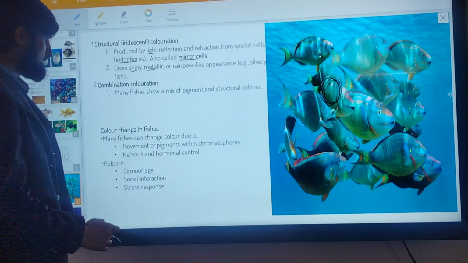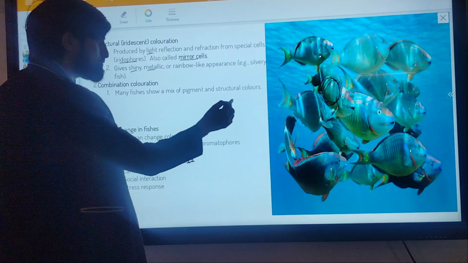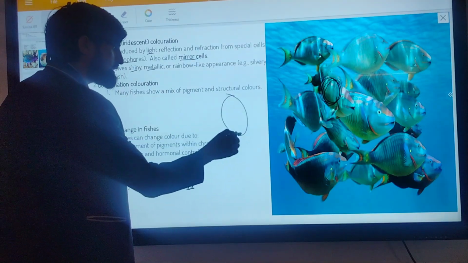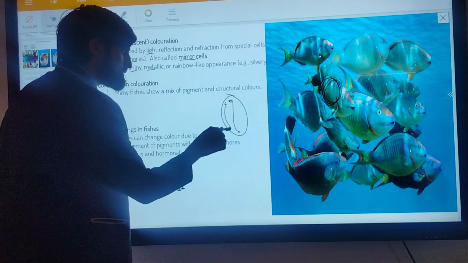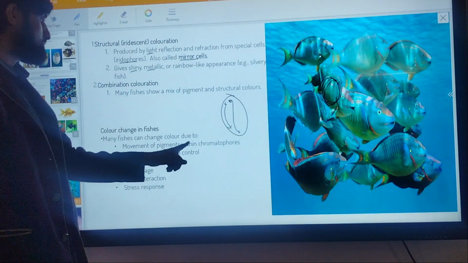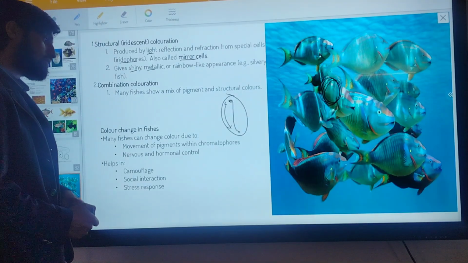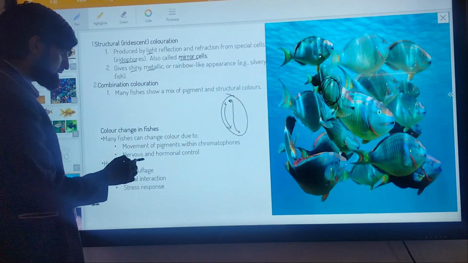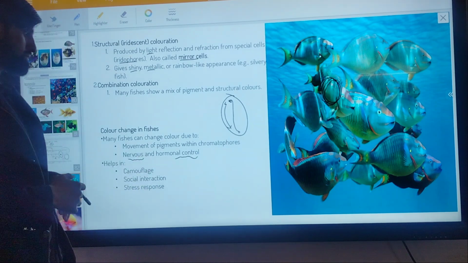Color change in fishes. Many fishes can change color due to the movement of pigments within the chromatophore. If this is the chromatophore, if one pigment migrates towards this side and another pigment migrates towards the other side, the movement of the pigments inside the chromatophore is responsible for the color change in fishes. And nervous and hormonal control. It is under the control of the nervous system and hormonal control.